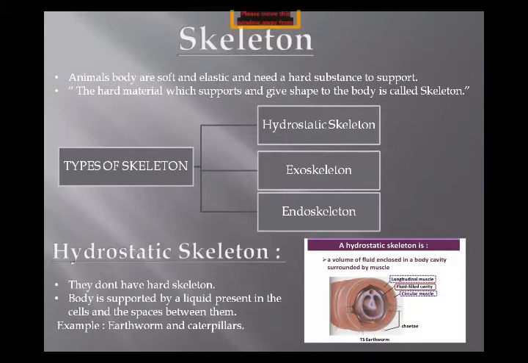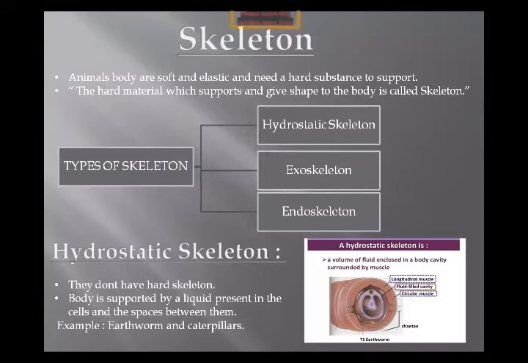Now come to the hydrostatic skeleton. What is a hydrostatic skeleton? Hydro means water. So it tells us the skeleton which is supported by a liquid or watery fluid is termed a hydrostatic skeleton. This hydrostatic skeleton is found in most soft-bodied animals such as the earthworm and caterpillar.